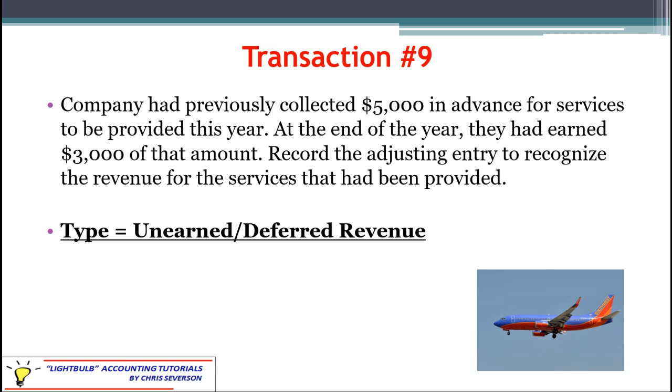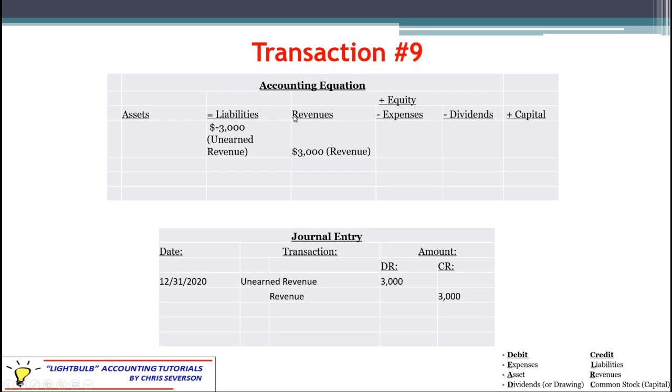We want to record the adjusting entry to recognize the revenue for those services that had been provided, the $3,000 that had been actually provided. So this, again, is an unearned or deferred revenue type transaction. With this transaction, it's the $3,000 of money that has now been earned. It was initially reported as unearned revenue, but now we're pulling it out of unearned revenue because it's no longer unearned. It's been earned. We're moving it out of unearned revenue over to revenue. We're decreasing the liability, increasing the revenue.